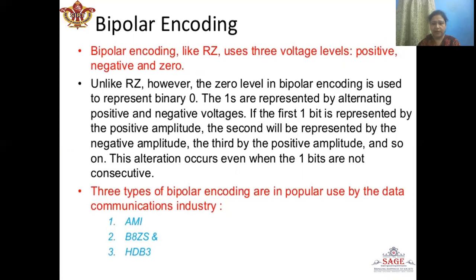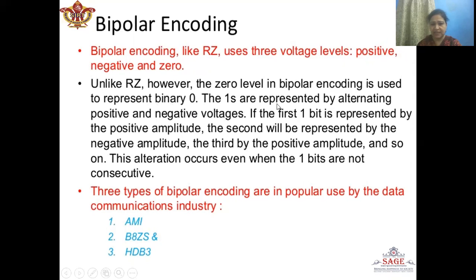Now, what is bipolar encoding? Bipolar encoding, like return to zero encoding, uses three voltage levels: positive, negative, and zero. Now, in return to zero, the zero level is used to represent either bit 1 or 0, because in half of the bit, there is a transition from high to 0 or low to 0. Whereas in bipolar encoding, the 0 level is used to represent binary 0.